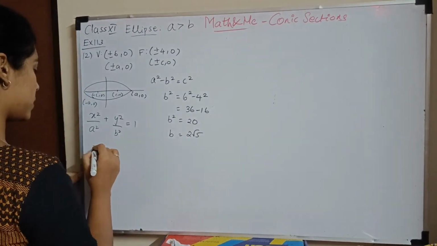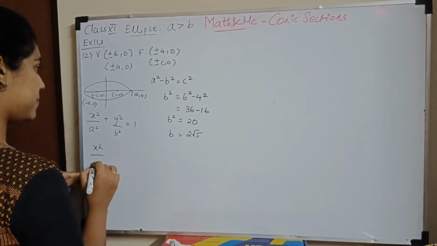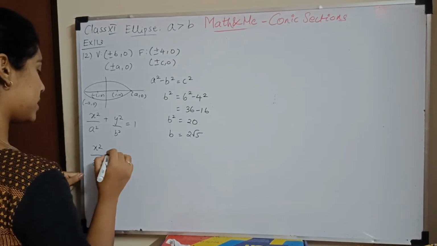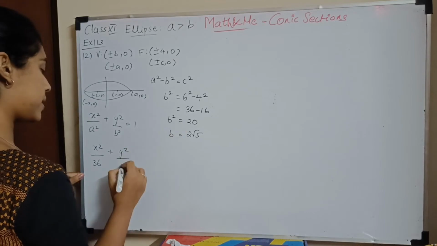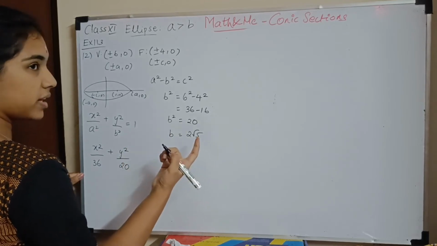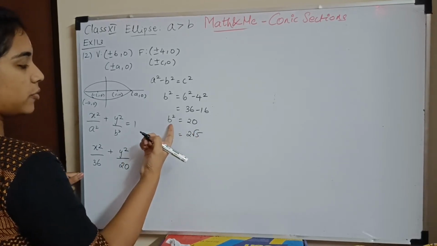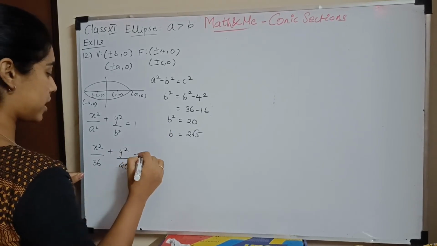So your equation will look like x square divided by a square, which is 36, plus y square divided by b square, which is 20. Even if you do not find b, it is fine. For writing the equation, you can stop with b square because you only need b square. Equals 1, okay.